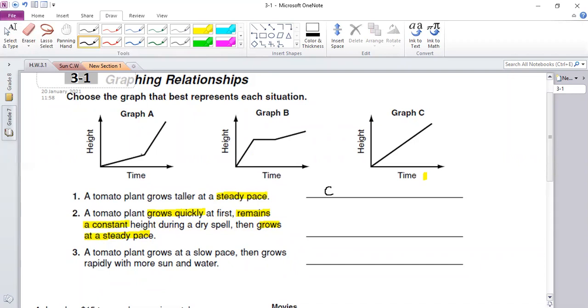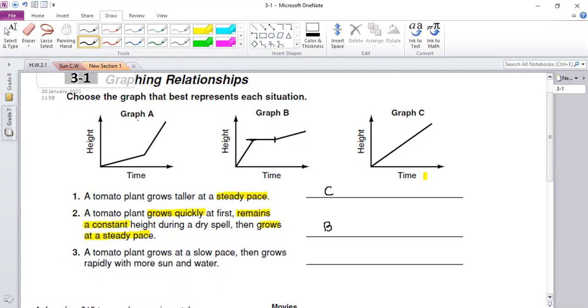This is a way flatter line, so it cannot be a quick growth. The quick growth will be shown with a steeper line like this. So see this part, this is a steeper line here. So this is a quick growth, then it is staying the same. So these are the three parts. Can you see? This line is constant, so that means it's staying the same, and then it is growing at a steady pace, means it's growing at a normal rate. So that would be graph B.